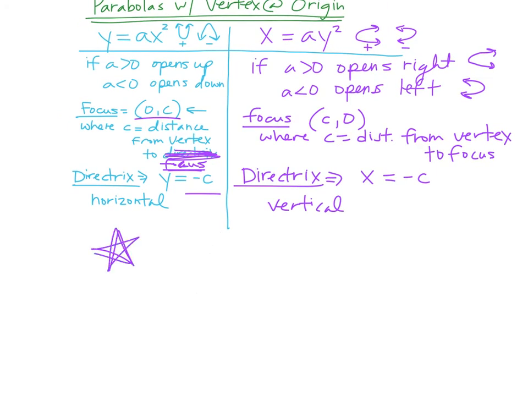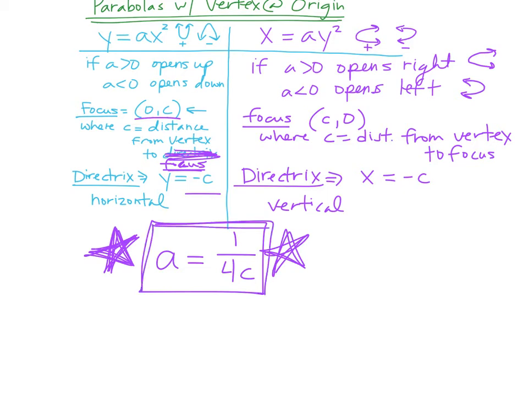What I'm going to show you right now is of the utmost importance. If you don't remember this, you won't be able to do these problems, and that is this. A will always equal 1 over 4C. Okay, you need to memorize that formula, which you shouldn't have too hard of a time doing. You're going to use it a lot today. But A equals 1 over 4C is the formula to know.